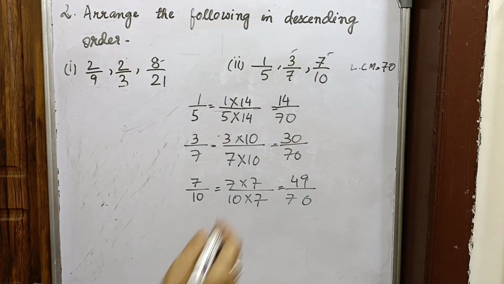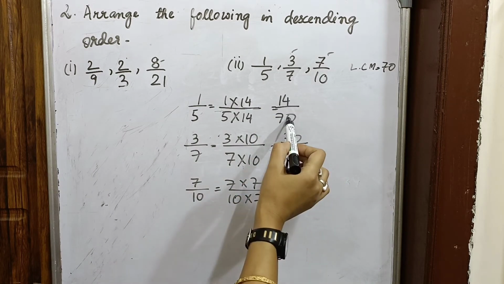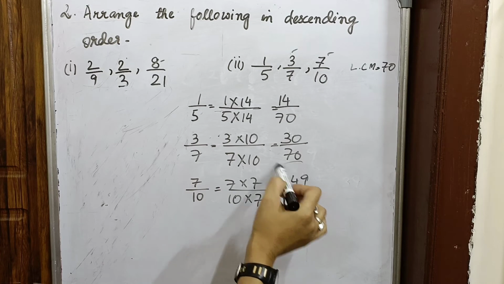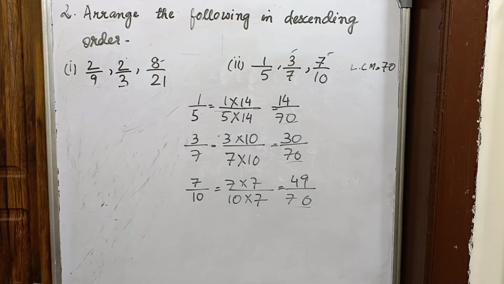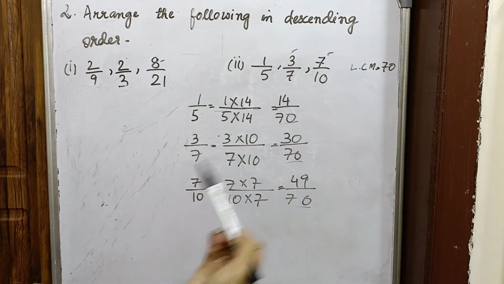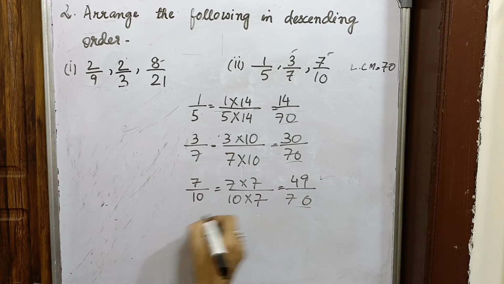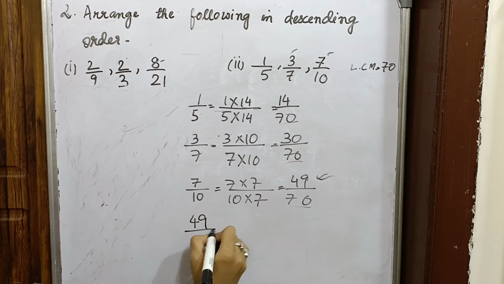Now we'll see which is the greatest number among these three. See here, the denominator is same. So leave the denominator. Now you see the numerator. If the denominator is same, then you'll see which number in the numerator is the biggest or smallest. So 14, 30 and 49, this is the greatest number. So it is 49 by 70, which is the biggest number.